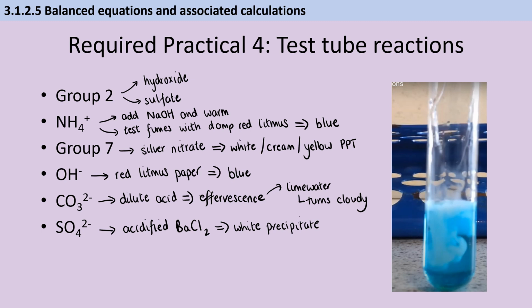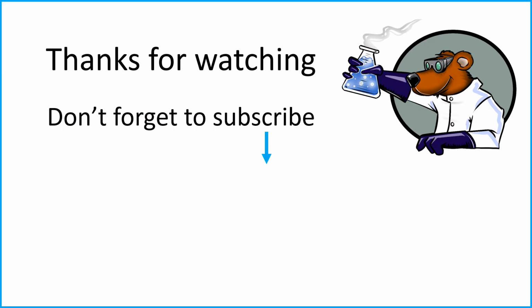To test for carbonates, we can add any dilute acid and we would see effervescence, and if we really wanted to be sure, we could test that effervescence with lime water, which would turn cloudy if it was carbon dioxide being given off. And finally, to test for sulfate ions, we use acidified barium chloride, which will form a white precipitate.